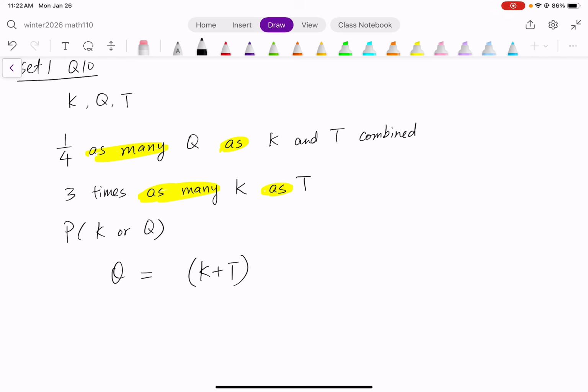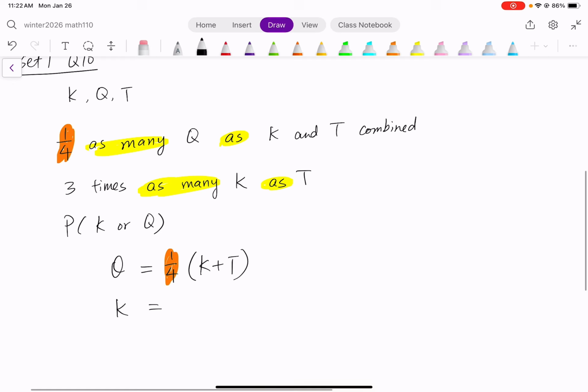This is the way I remember it. It will be just after the equal sign. I put a 1/4 here. So it's 1/4 of king and twin combined that is a queen. Similarly, king and twin are going to be some equal thing, but it's 3 times, so I have to put 3 here. So 3 times as many king as twin.